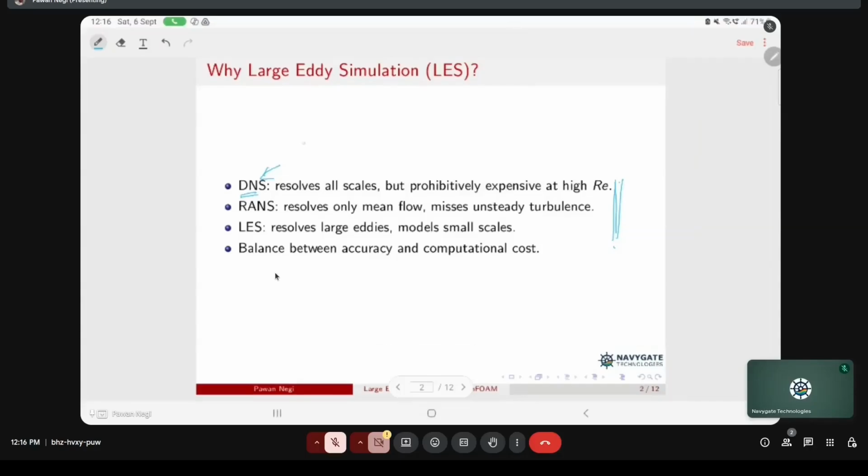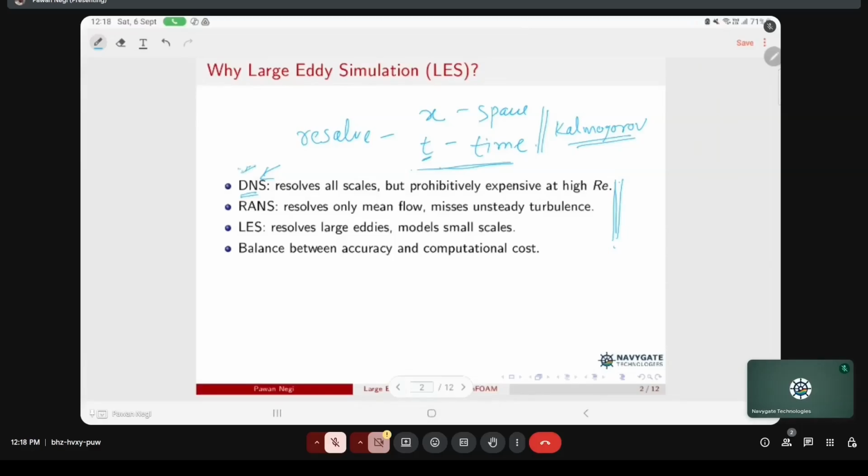You actually resolve all the scales in space and all the scales in time as well. And these scales are called Kolmogorov scales. And in the upcoming lectures, we will discuss how we can estimate these scales for a particular flow. And if you resolve all these, you will be able to resolve the turbulence in its entirety.